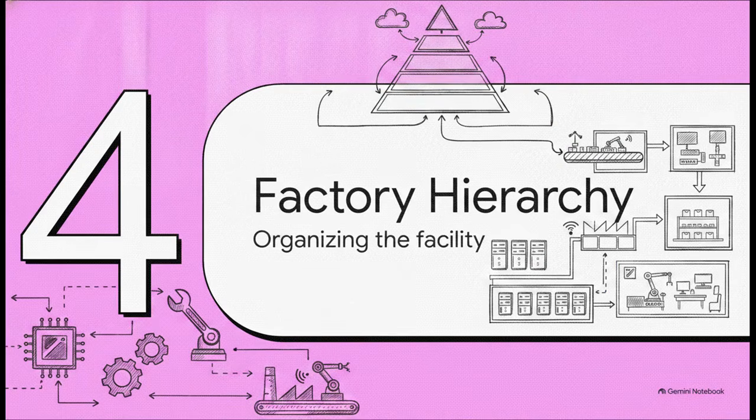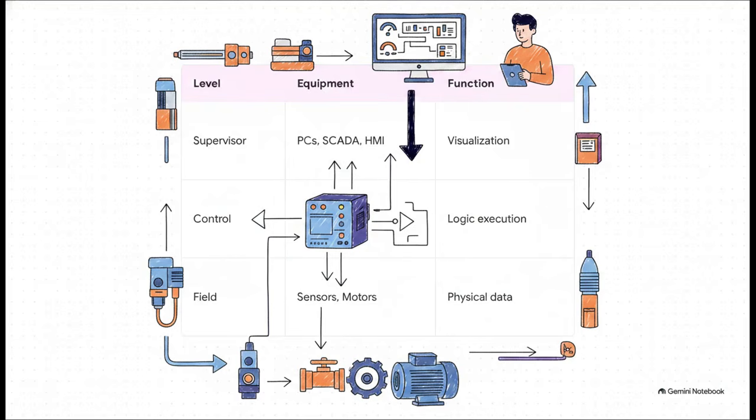All right, Section 4, the factory hierarchy. Let's talk about how all these tools are physically and digitally stacked up across a sprawling facility. This hierarchy is literally the backbone of industrial automation. At the very bottom, you have the field level. This is the physical world. It's your sensors gathering data and your actuators, like motors and valves, doing the actual heavy lifting.